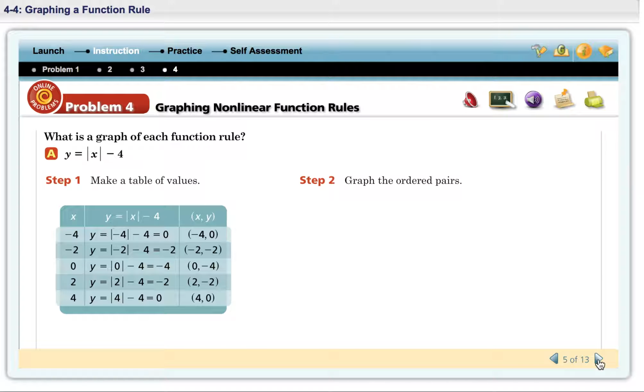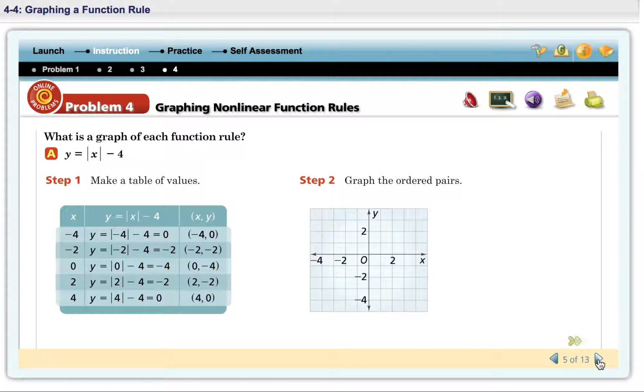Step 2. Graph the ordered pairs. Plot each ordered pair from the table. Now connect the points to represent all solutions. So this is probably unlike any graph you've seen before, but this is pretty much what every absolute value graph is going to look like. It's going to be a V.